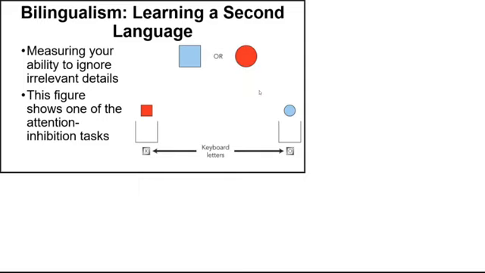And so again, they can look at how quickly you make those decisions, and people who have learned a second language usually perform significantly better on tasks like this in all sorts of different iterations than those who do not have 2 languages.